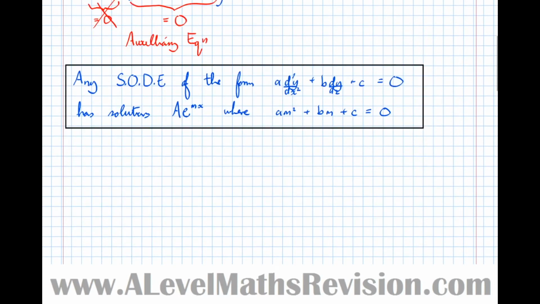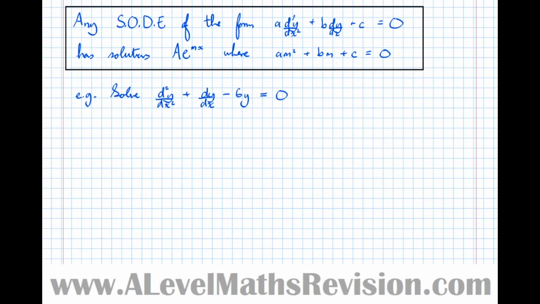So let's now try an example question. So we've got this question here, and note we're only going to look at examples in this tutorial of when the auxiliary equation has real and distinct roots. We're not going to look at the complex roots, imaginary roots, or repeated roots case. We're only going to look at the case where the roots are real and distinct, i.e. b squared minus 4ac being bigger than 0.